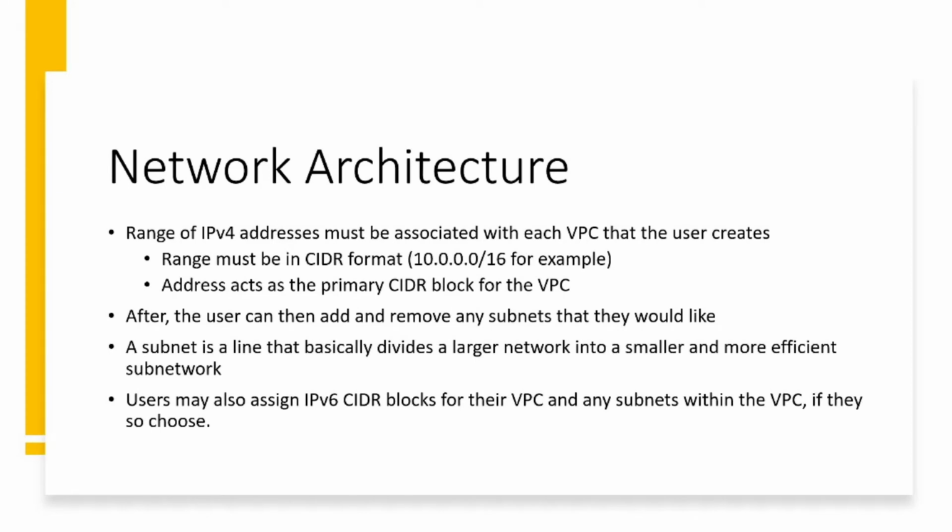So moving on to the network architecture. There is a range of IPv4 addresses which must be associated with each VPC that the user creates. The range must be in the CIDR format. An example of that would be 10.0.0.0/16, just as an example. And the address acts as the primary CIDR block for the VPC.